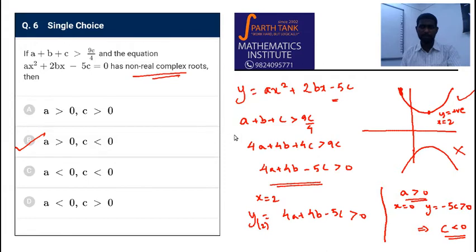A bit tricky. You use the idea that since there are no real roots, it doesn't touch the x-axis at all, and therefore it has to be completely on the positive side or negative side of the y-axis. And we show that it is completely the positive side by taking the f of 2 value. This is f of 2 basically. This is the same as what they have given.